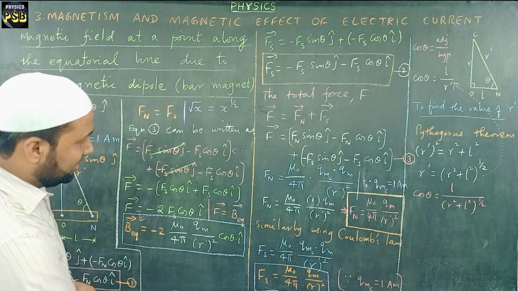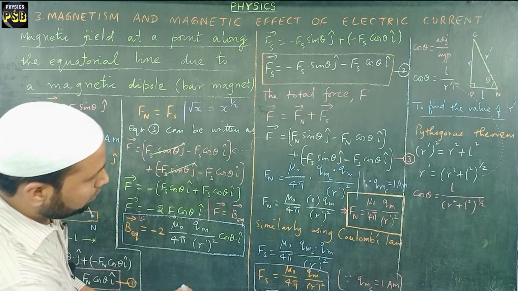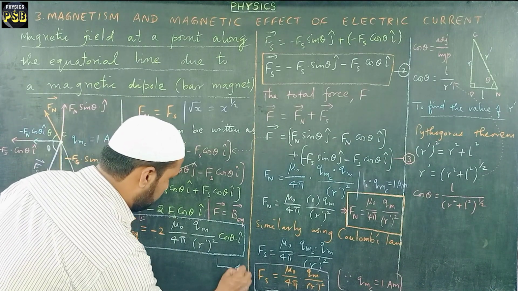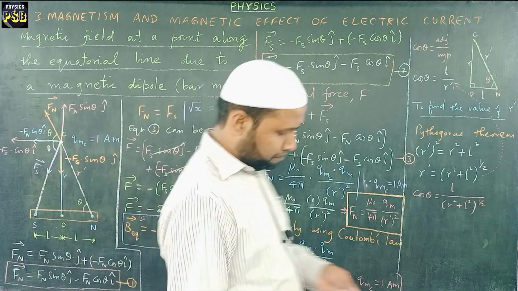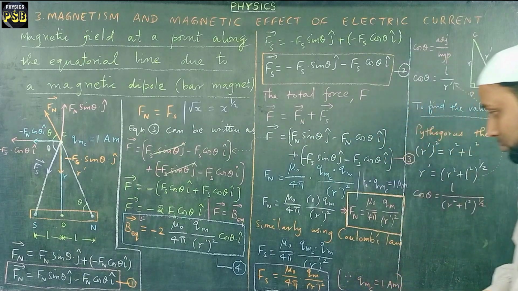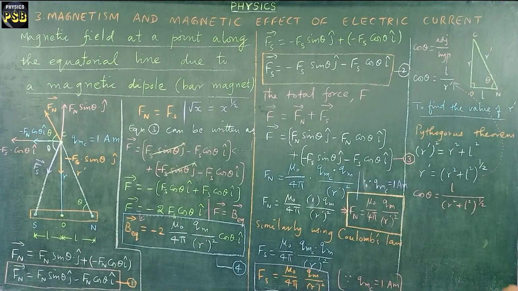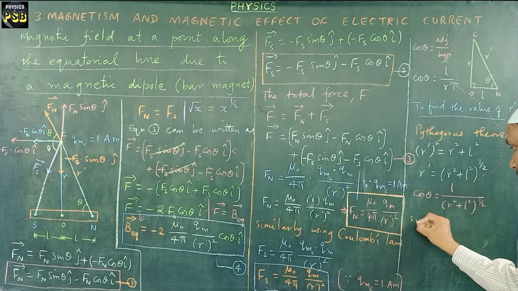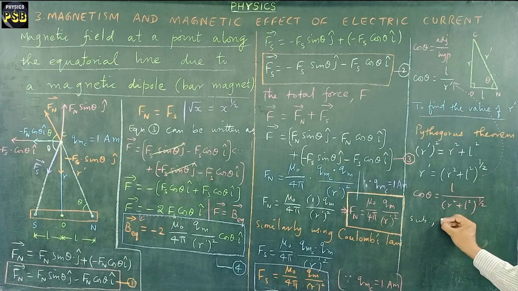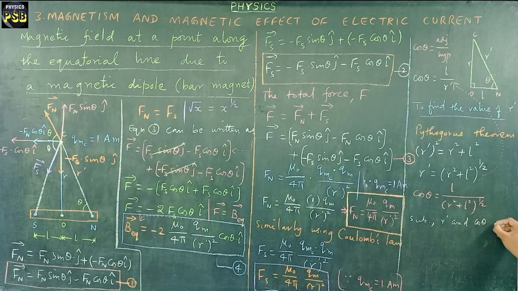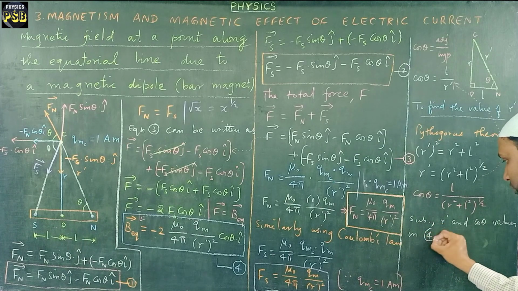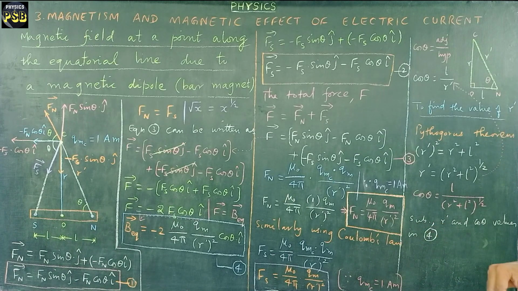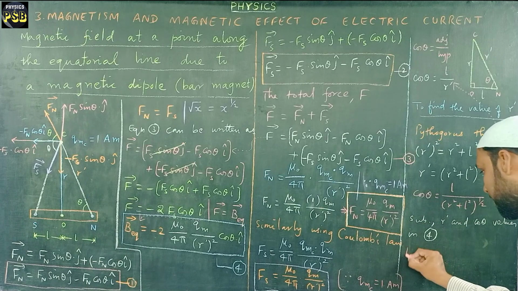Box this and name this as equation number 4. Now by substituting R dash and the cos theta values in equation number 4, what will I get? I get this. You get this?